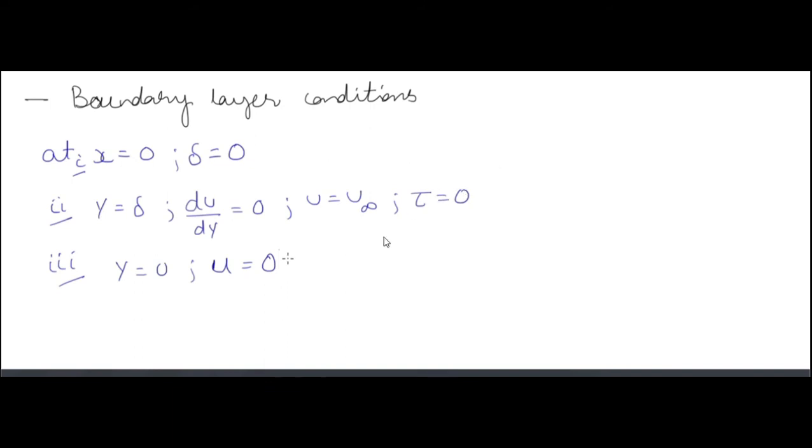So if there is no velocity gradient, shear stress is also 0. At y equal to 0, u is equal to 0, meaning at the surface, where y is the distance going up from the surface, there is no velocity. First, the no slip condition: boundary layer theory started with the no slip condition, so at y equal to 0 there is no flow velocity, u is equal to 0.